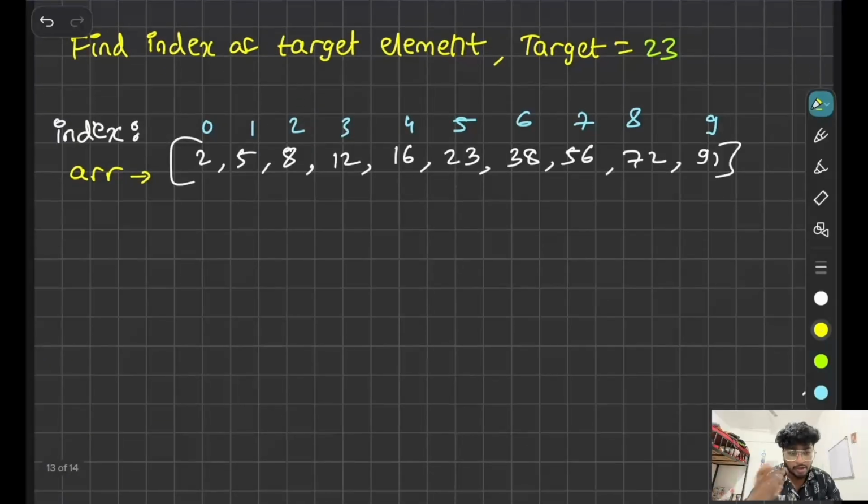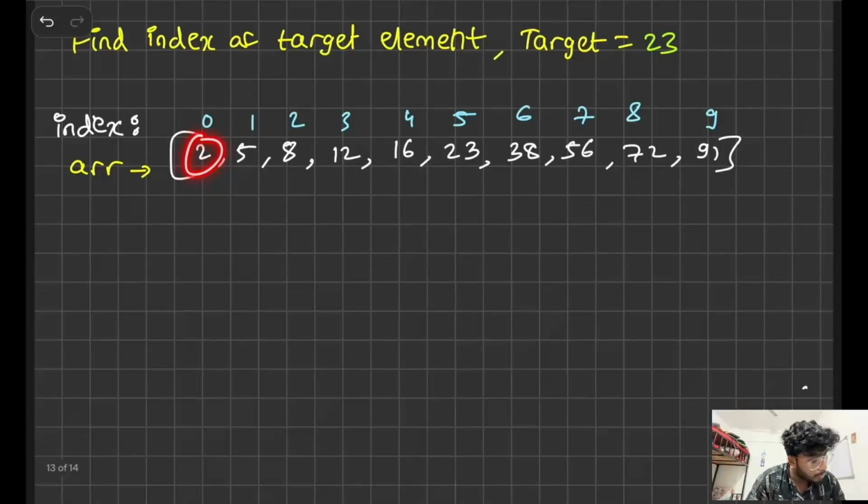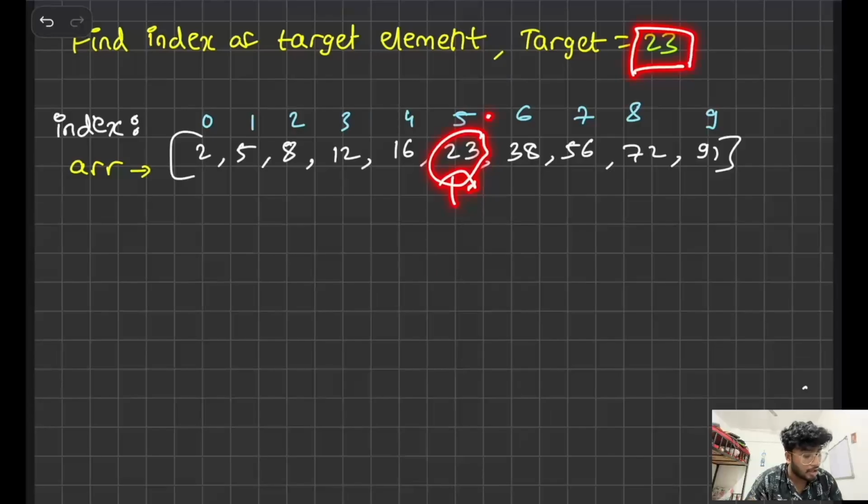You will traverse your array from the first element, which is the 0th element here. You will check, is this 2 equal to my target? Is 2 equal to target? No. Then you will move forward. This is your pointer now. Now you will check, is 5 equal to 23? No. So you'll move forward again, and now you will check, is 8 equal to 23? No. Then we'll move forward to 12. Is it equal to 23? No. Then we'll move to 16. Then we'll move to 23 similarly. So now we find 23 is equal to the target, which is 23. So what we'll do is return this index 5, and this is our answer.